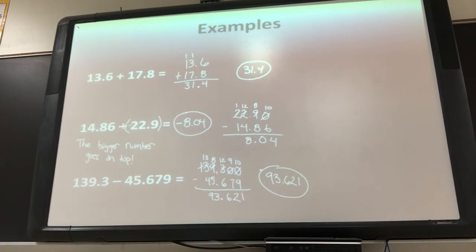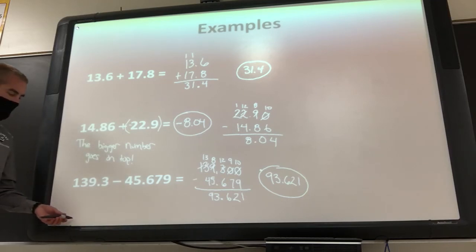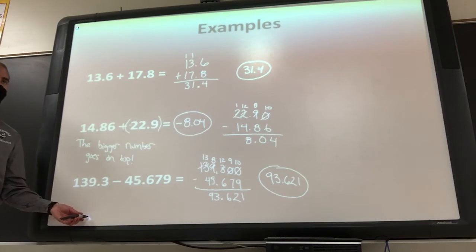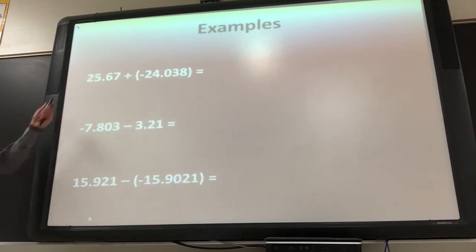Any questions? Biggest thing is to make sure you keep those positive and negative rules in check still. Just with decimals, sometimes it's easy to get off track, to get unorganized, so make sure that you stay organized with your work. You guys go ahead and do the next 3 on your own.